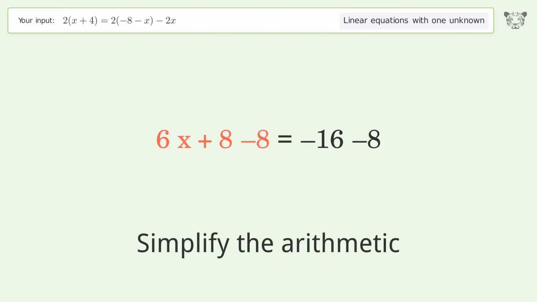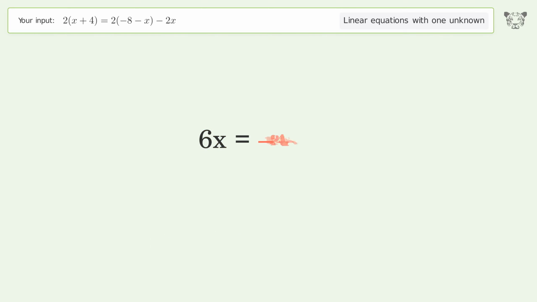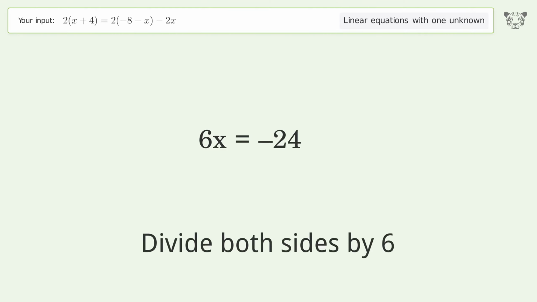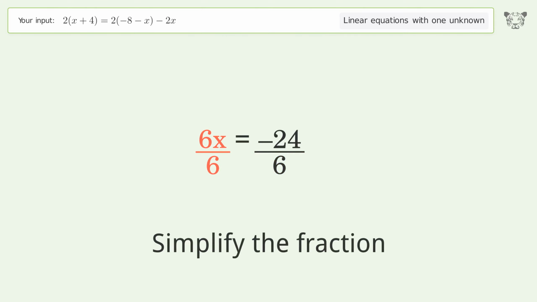Simplify the arithmetic. Isolate the x. Divide both sides by 6. Simplify the fraction.